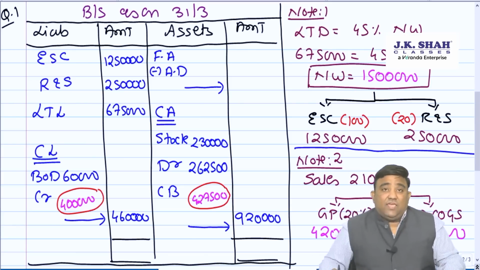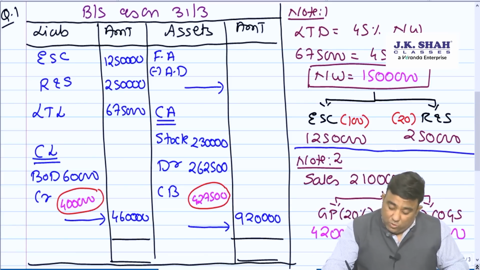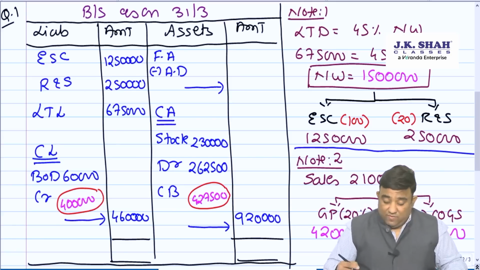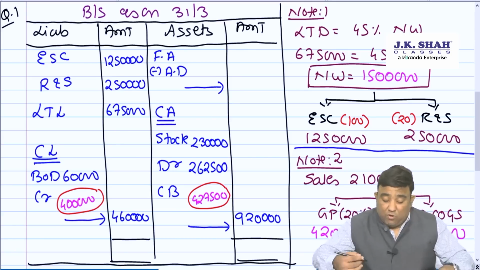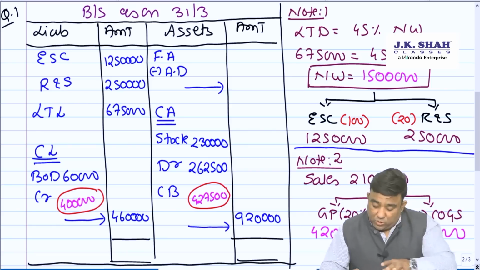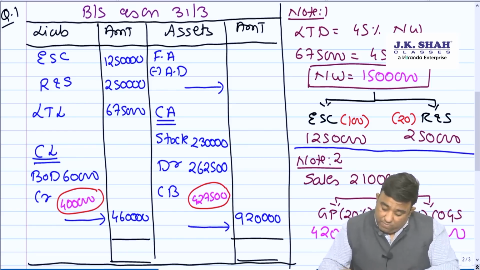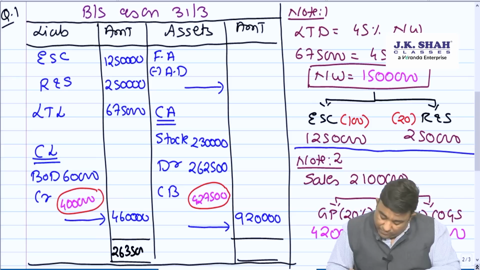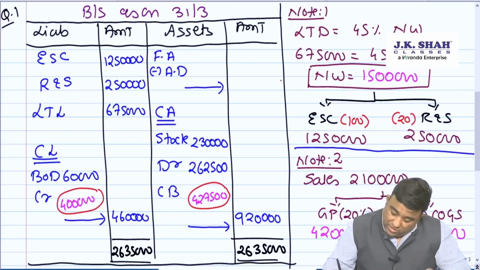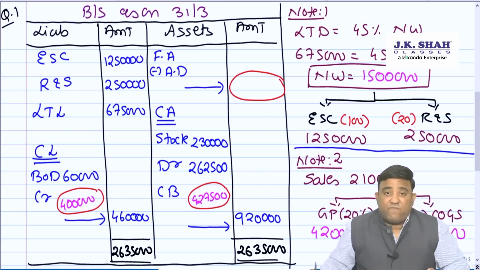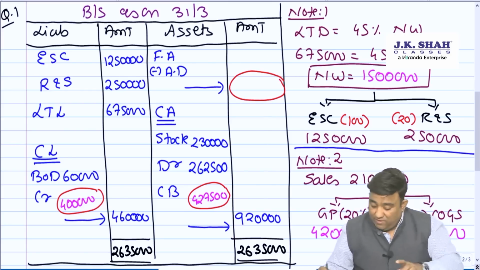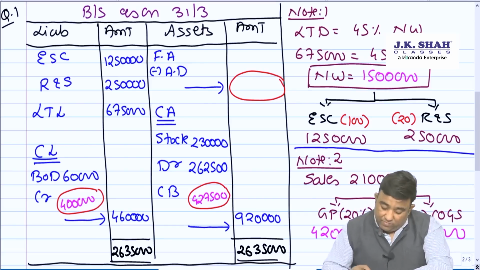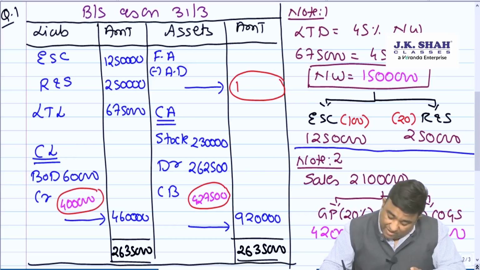Student, I think one more spark in your mind, you can understand current liability. With the help of current liability, we can obviously now compute total of the liabilities. So 12,50,000 plus 2,50,000 plus 675 plus 4,60,000, it is 26,35,000. Same applies to this side, 2635. And balancing figure, student, I can easily compute fixed asset, which is WDV. Minus 9,20,000, so this is 17,15,000.